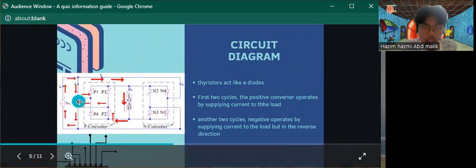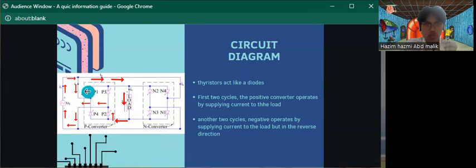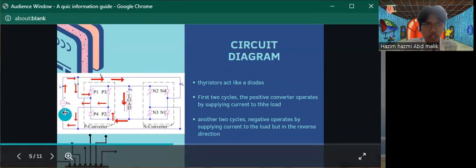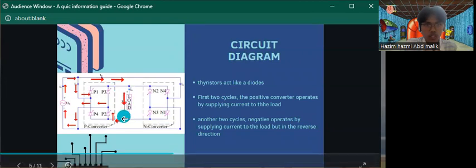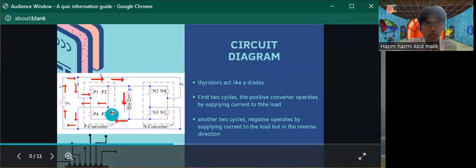Okay, here we can see the current flow through the circuit. From the supply it goes to P1 and flows to the load, and it goes to P2, and after P2 it goes back to the supply.